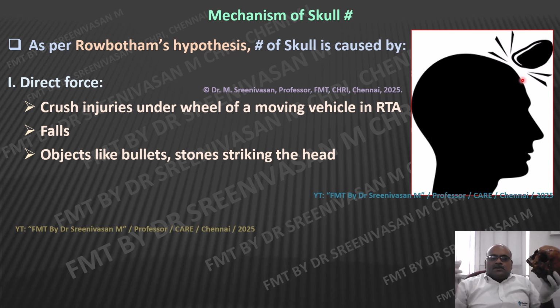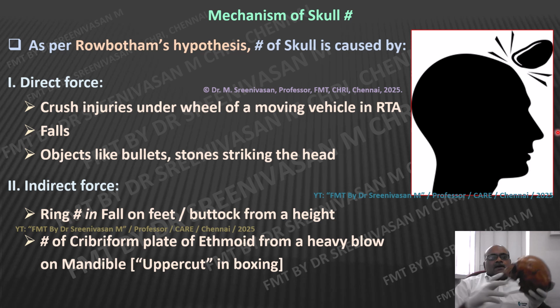Or any object like stones or bullets comes and strikes the head. Or in case of runover accidents, the head is crushed due to giant trolley wheel moving onto the skull. These are examples for direct force acting on the skull. Either the skull comes in contact with the object, or the object comes and hits the skull, or in case of runover accidents where the skull is crushed by the giant bus or lorry wheels.